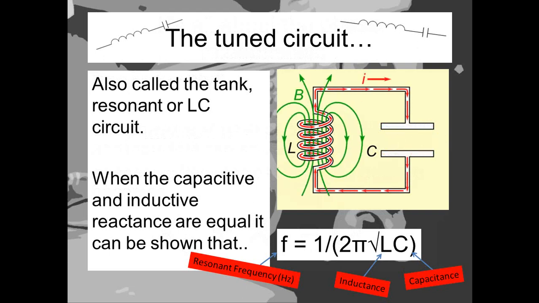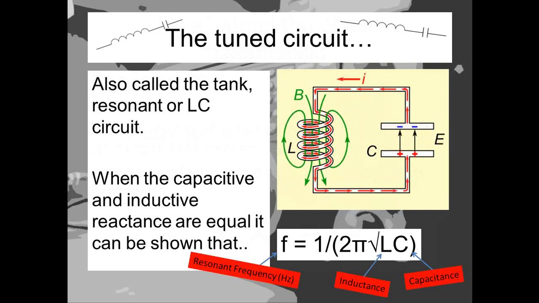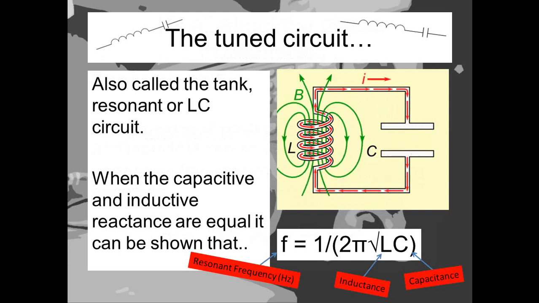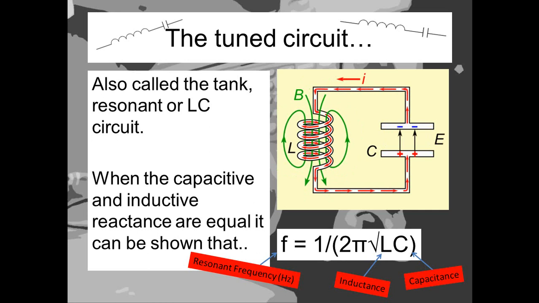So on the right here, I've got an example of a tuned circuit. I have an inductor on the left-hand side and a capacitor on the right-hand side. And what's happening is there's energy going from one to the other, much in a similar way that a pendulum swings, going from gravitational potential energy to kinetic energy, or the energy of motion, and back again. Now this is what we call a tank circuit, or resonant, or LC circuit. When the capacitive and inductive reactance are equal, there's a resonant frequency, and that frequency is equal to 1 over 2 pi root LC.